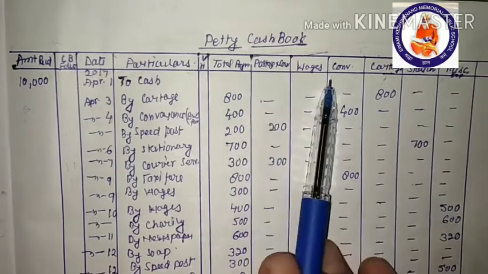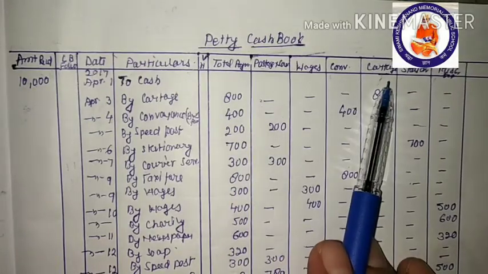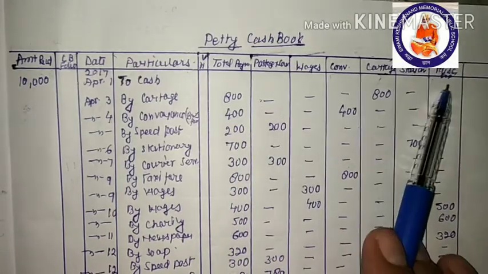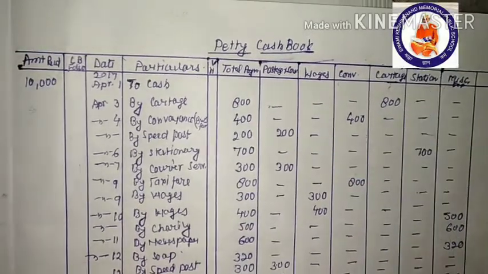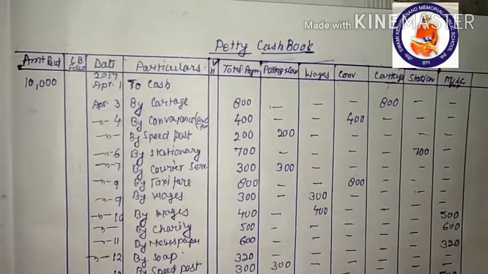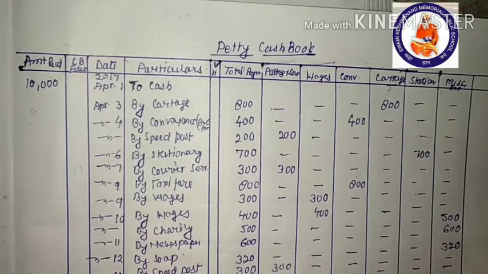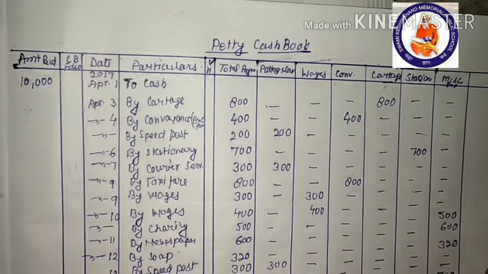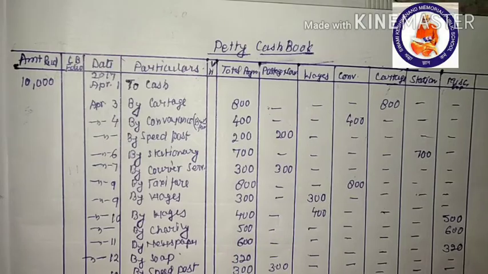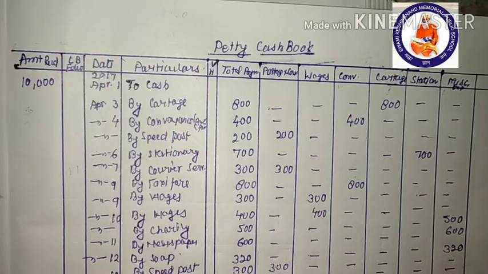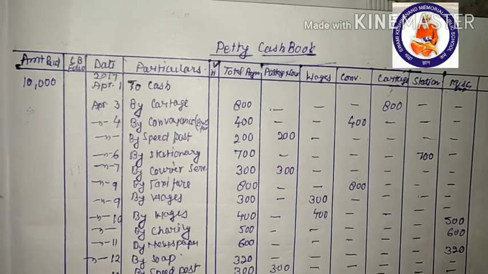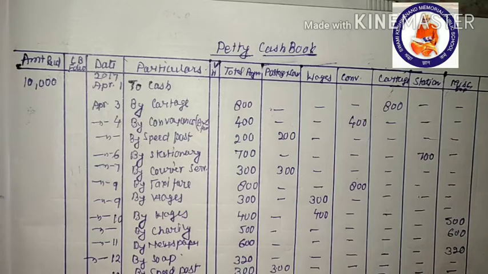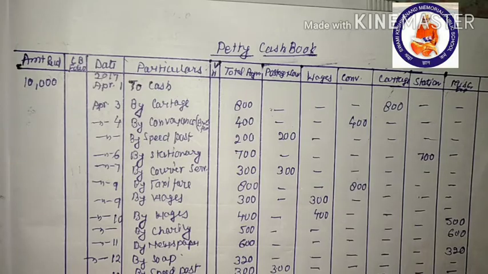Like postage, wages, conveyance, cartage, stationery, miscellaneous. There may be many more as per the requirement of the business, where such small expenditures take place again and again. For those expenses these columns are made, and this way it is done.